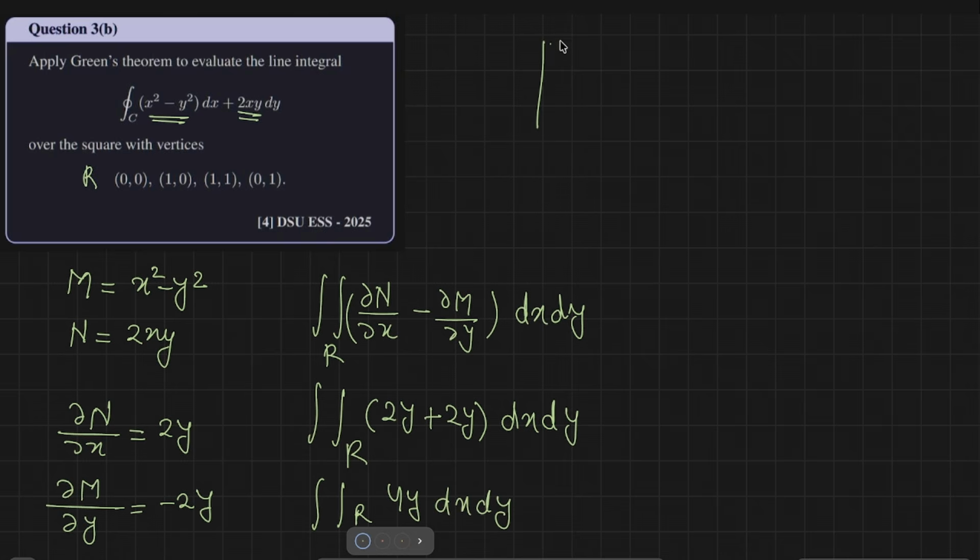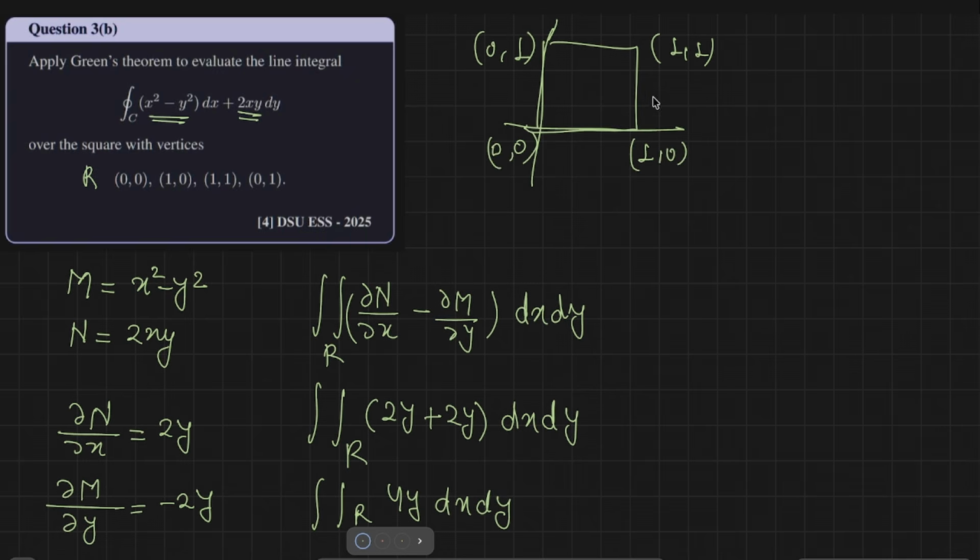Now it is given a square. Okay, so let's say this is the given square, with vertices 0 comma 0, 0 comma 1, 1 comma 0, and 1 comma 1. You can take the strip anywhere, so it is very easy. Take the strip for x from 0 to 1, and y is also from 0 to 1. Once you take the limits from 0 to 1, this is 4y dx dy.